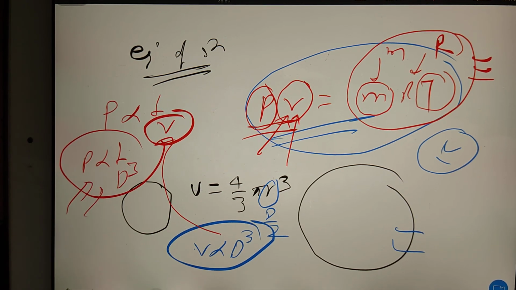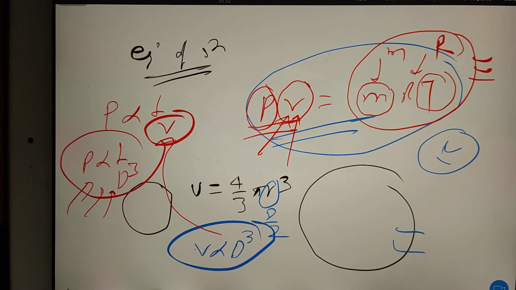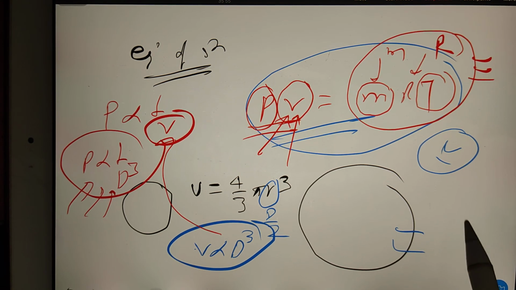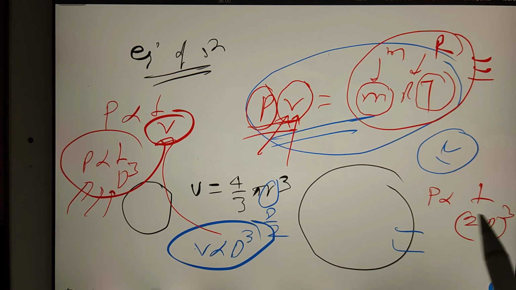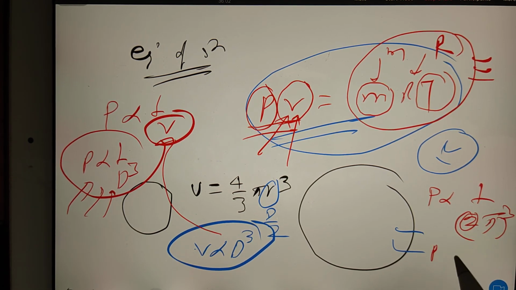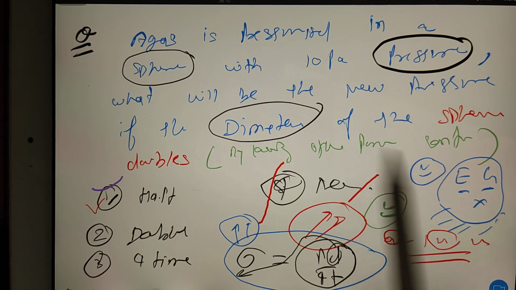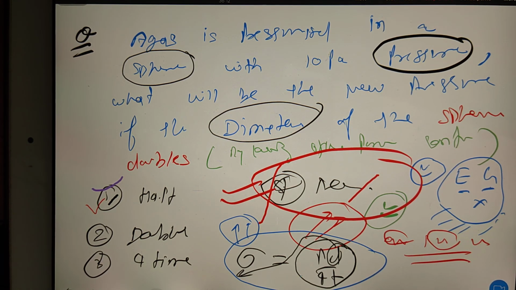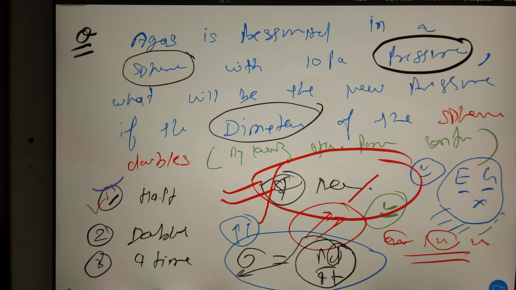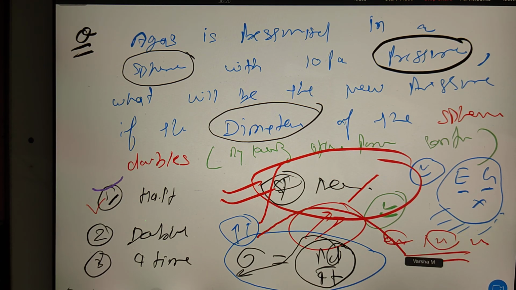So this was the question. I hope now you are very, very clear. So P is proportional to 1 by (2d) cube now. 2 cube means 8, so pressure becomes 1 by 8 times. So where should you choose? Here. You should choose none as the right option. I hope you guys are clear. Tick on the screen if you are clear. Totally clear. Okay, others, very good. I'm considering all are clear.